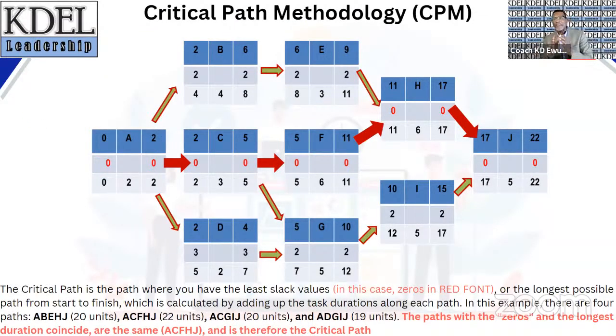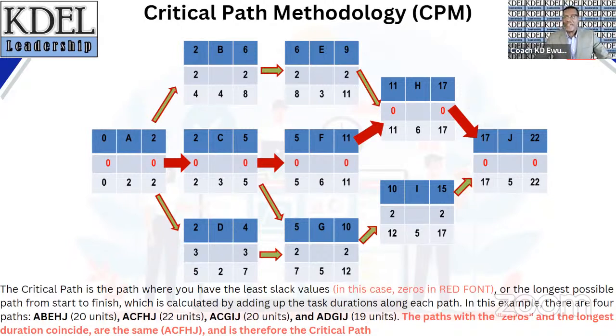Now let's define the critical path a little bit. The critical path is a path where you have the least slack values. In this case, zeros in red font, or the longest possible path from start to finish, which is calculated by adding up the task durations along each path. In this example, there are 4 paths. Activities A, B, E, H, J, that path comes to 20 weeks. Activities A, C, F, H, J, this comes to 22 weeks.